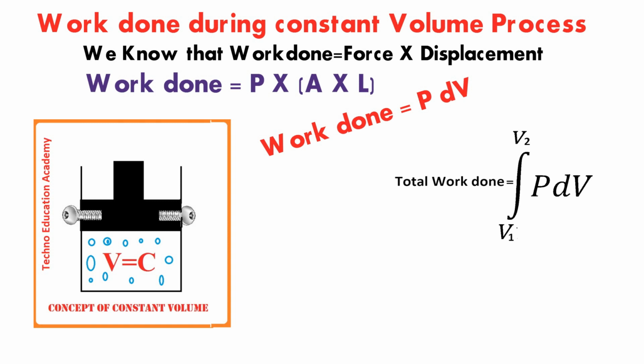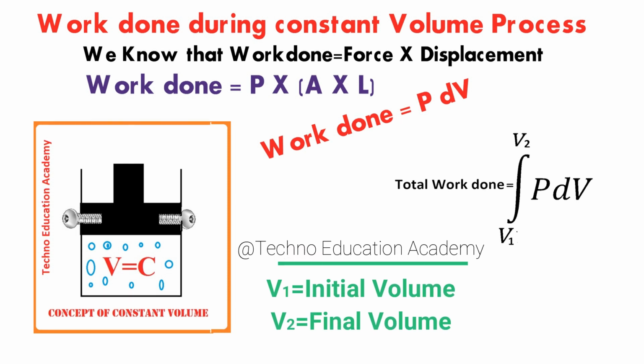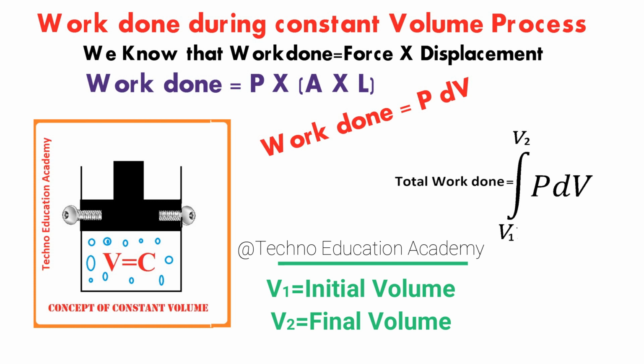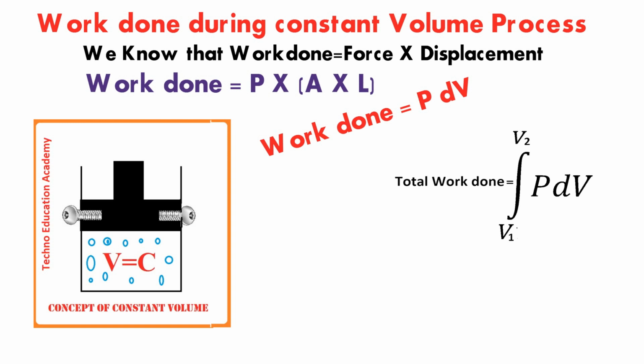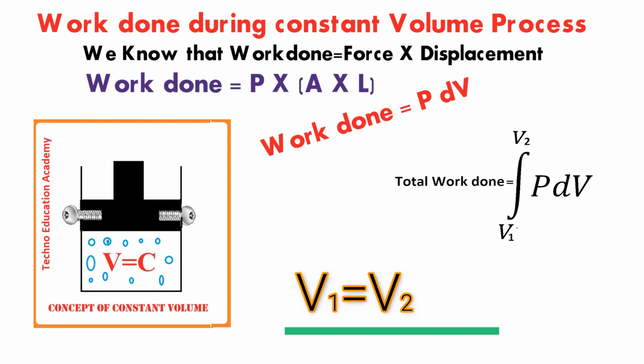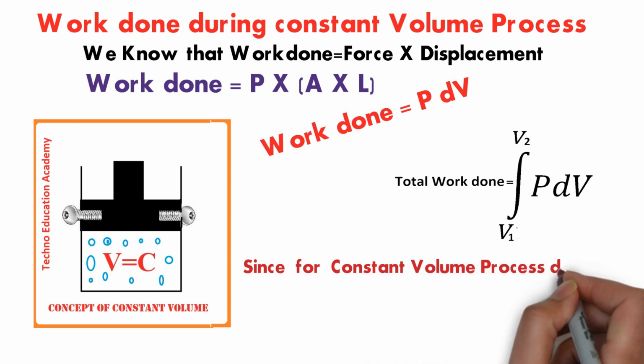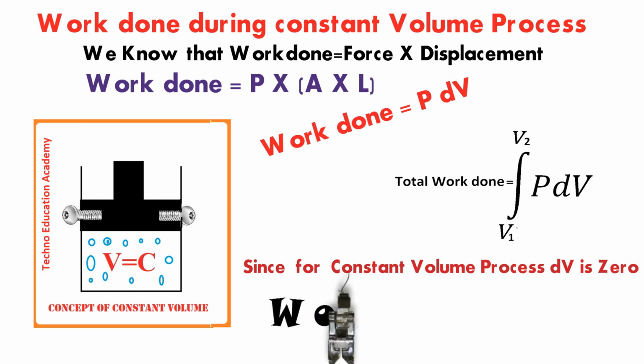So the first one is the theoretical definition, force into displacement. The second one is the mathematical definition, work done equal to P delta V. Here we are considering delta V equal to area into length. Whenever we derive the equation of work done for constant volume process, we know that the initial volume is V1 and final volume is V2. So here we take the limits V1 and V2 for integration, and work done equal to P delta V. But we know that throughout the process volume remains constant. So here V1 equal to V2, there is no change in volume. So dV equal to 0. So work done equal to 0. So in constant volume process there is no output.